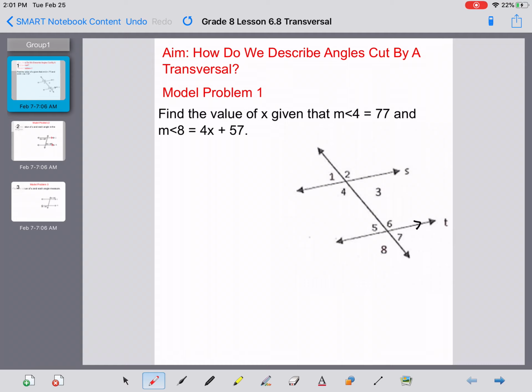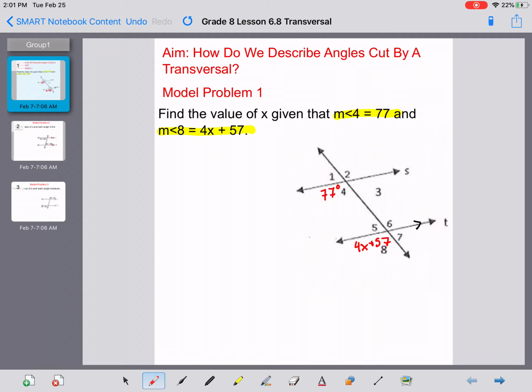The first thing I want to do with this problem is I want to take my information that I have about the measure of angle 4 and the measure of angle 8 and put it into my diagram. Measure of angle 4 is 77 degrees. Angle 8 is 4x plus 57.